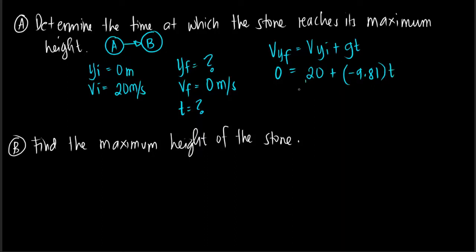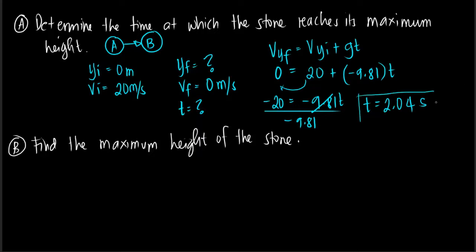So, si 20 transpose sa priyak na negative 20 equals negative 9.81 T. Now, divide all of them by negative 9.81 para cancel ni. And then, time is, so, 20 divided by 9.81, 2.04 seconds. So, this is the time it took for the object to reach the maximum height.